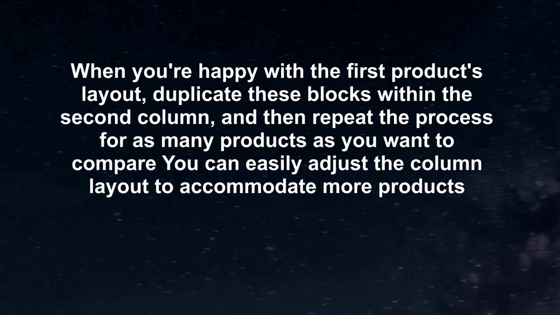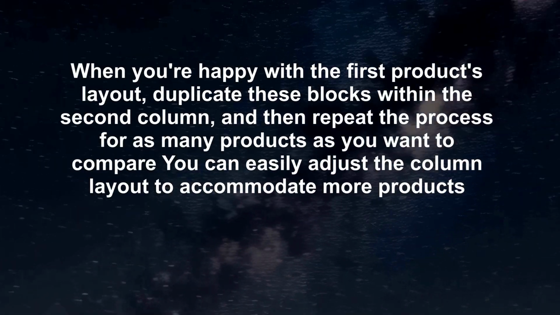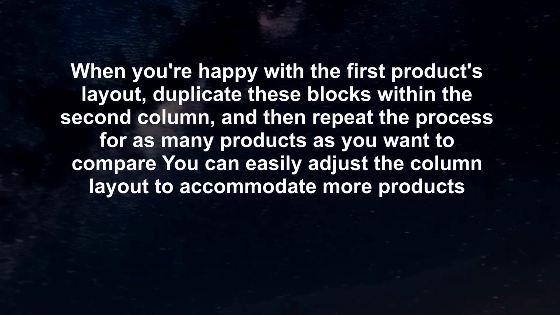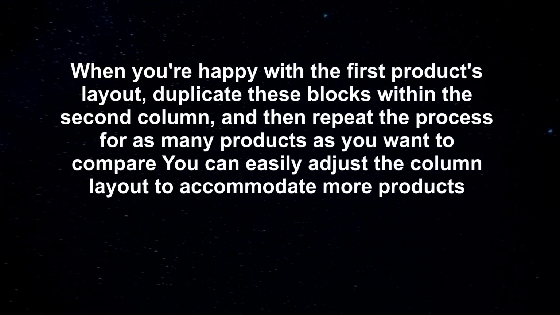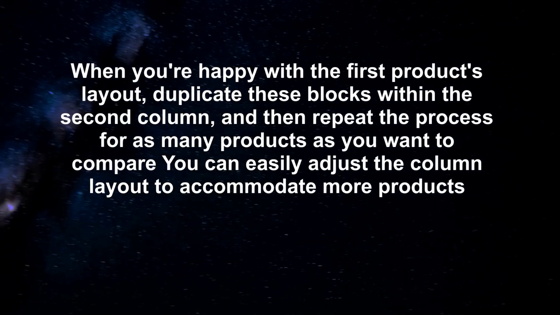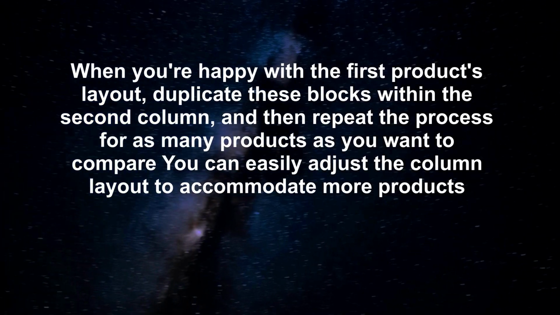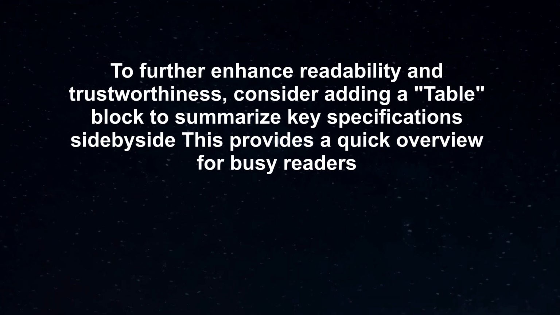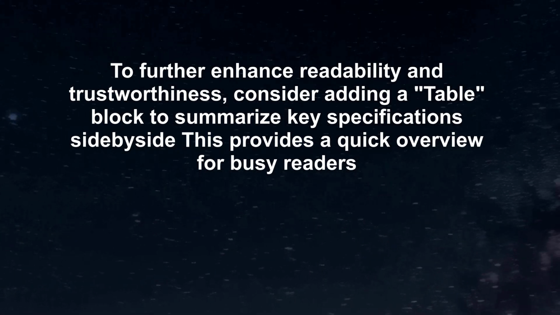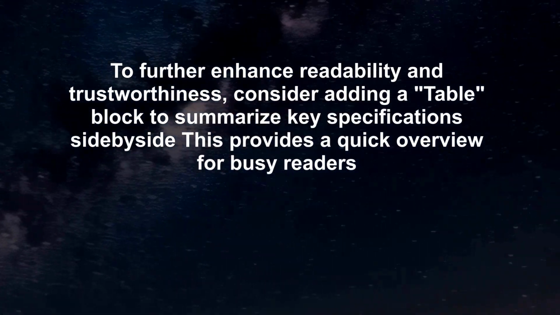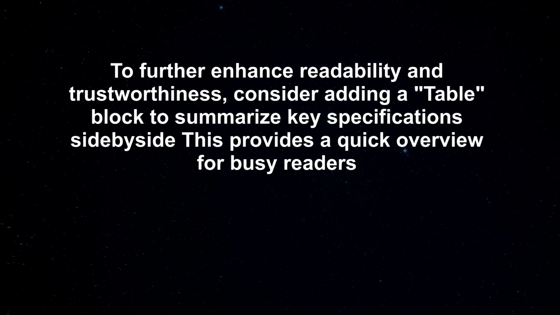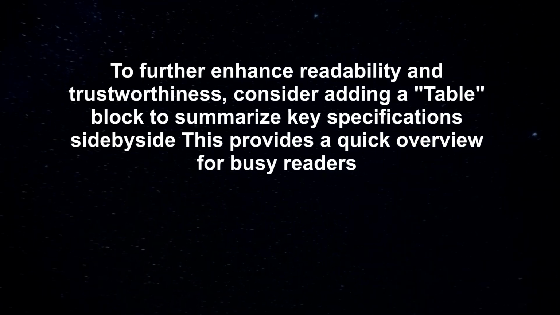When you're happy with the first product's layout, duplicate these blocks within the second column, and then repeat the process for as many products as you want to compare. You can easily adjust the column layout to accommodate more products. To further enhance readability and trustworthiness, consider adding a table block to summarize key specifications. Side by side, this provides a quick overview for busy readers.